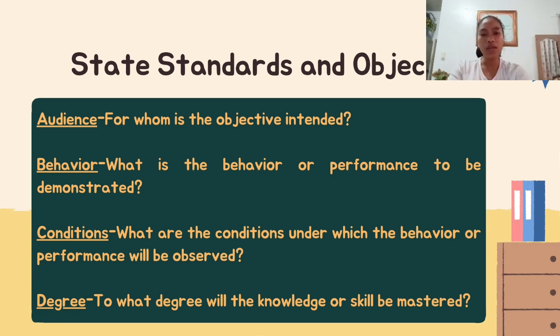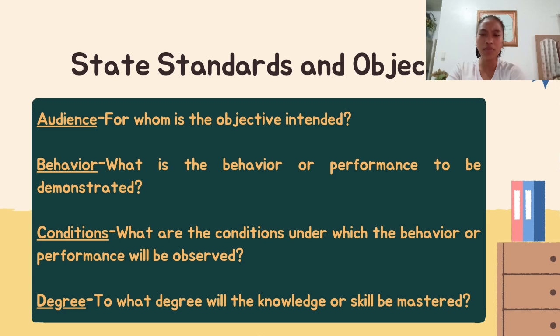B for behavior shows us what students will actually do to demonstrate their learning. C for conditions describes the situation in which learning will take place, or in the classroom. Finally, degree tells us how well students need to perform to show mastery in the lesson. I will give an example. All right.